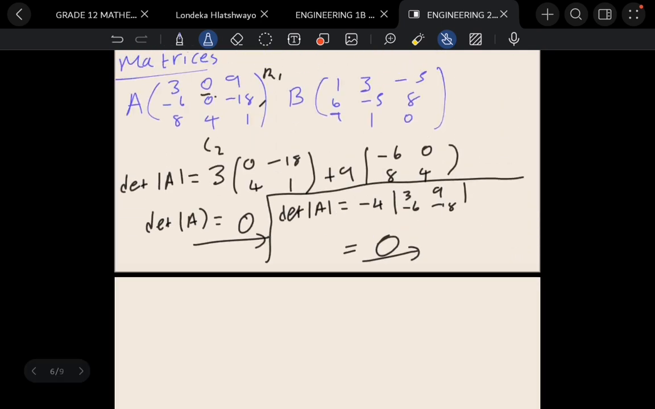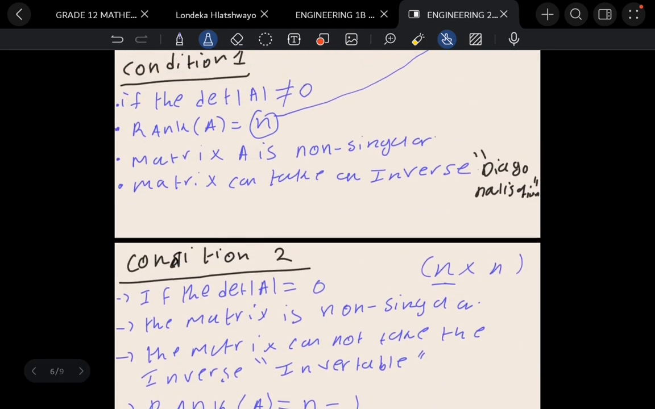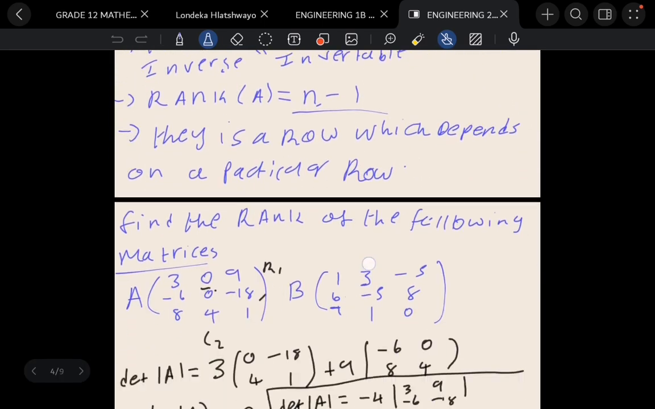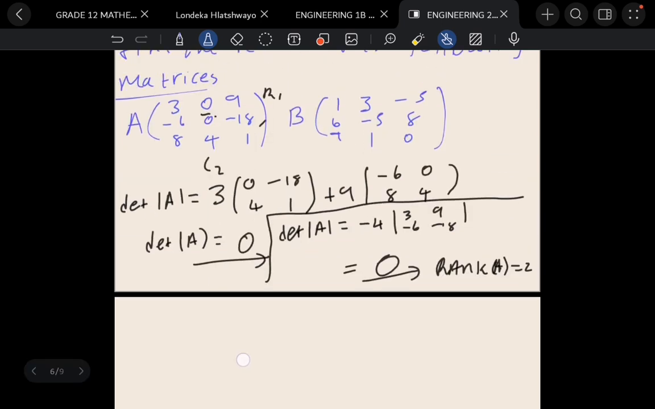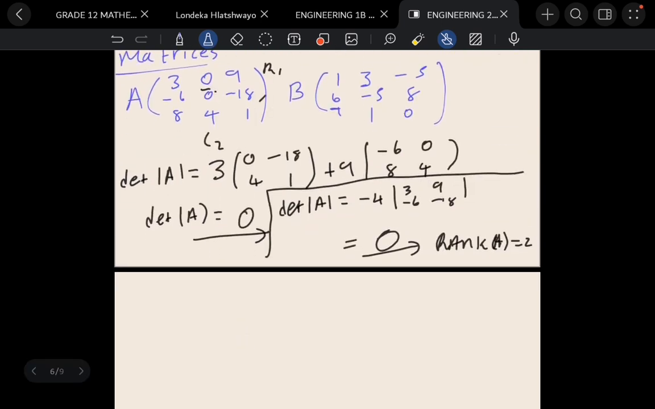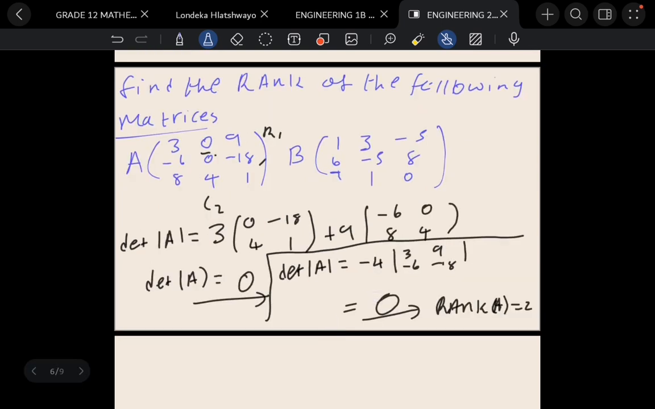We cannot just go straight away and say that the rank here is going to be 2. We cannot do that because we are using a determinant method that has two conditions. Because we know that the determinant of this matrix is a row that is linearly dependent on another. What the method is, you need to try to find a 2 by 2 matrix inside matrix A that gives you a determinant not equal to 0.